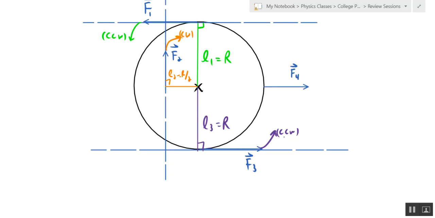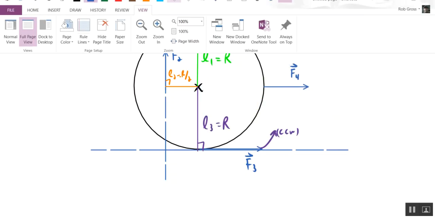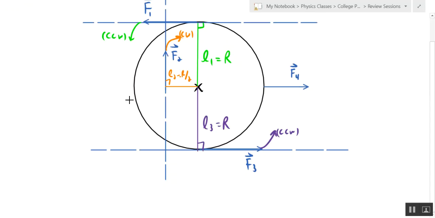So, I mean, this thing should be directly to the right of the center. I might not have drawn it perfectly, but let's see. Totally missed. I don't know how I always miss it. That's pretty close, actually. So the moment arm for F4 is 0, right? Because the line of action goes through the axis, right? So F4 has no torque. Only F1, F2, and F3 have a torque.